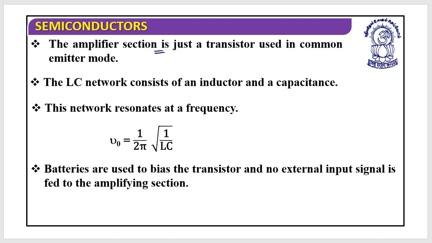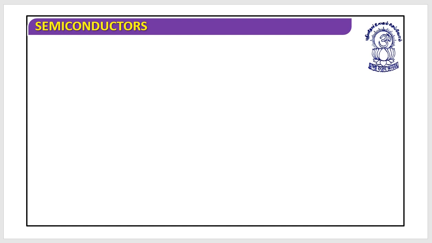The amplifier section is just a transistor used in the common emitter mode, and the LC network, the capacitor and inductor network, consists of an inductor and capacitance, and this network resonates at a frequency of 1 upon 2 pi under root of LC. The batteries are used to bias the transistor, and no external input signal is fed to the amplifying section. So this is how a transistor can work as an oscillator. Now let's see what a feedback amplifier is and how it works.